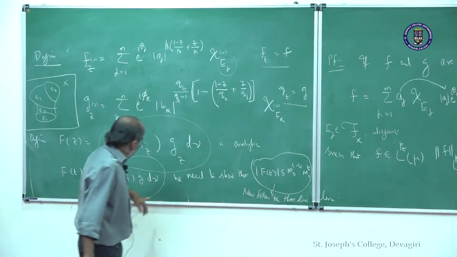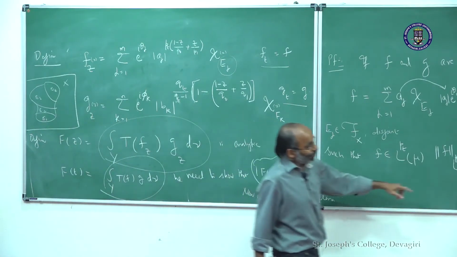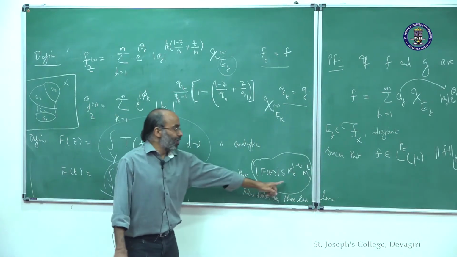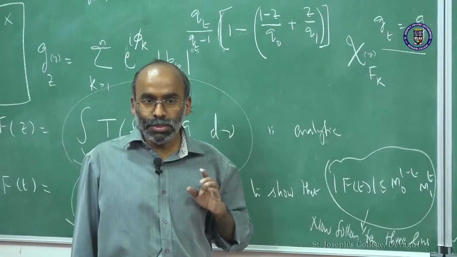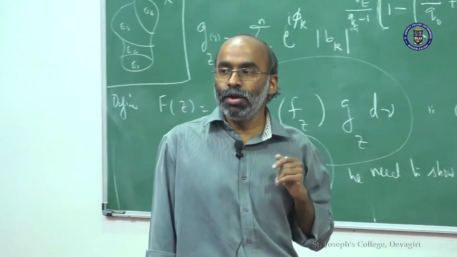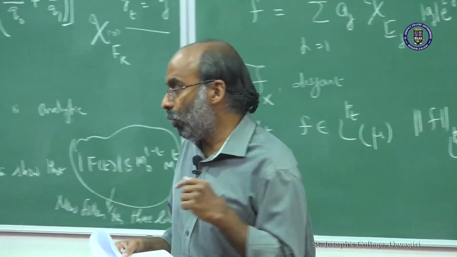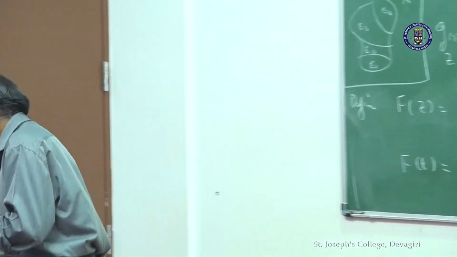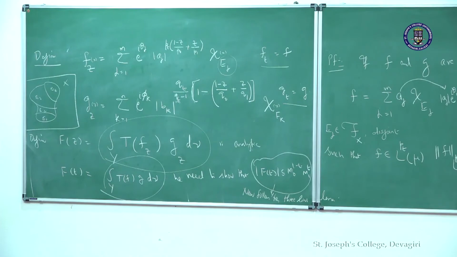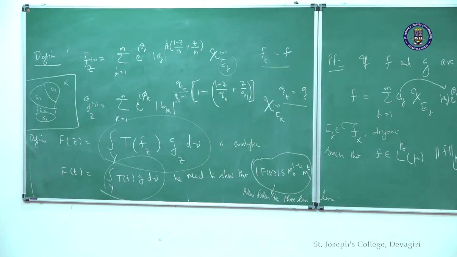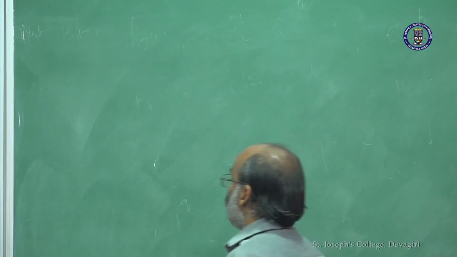So now I can take supremum over g with this property, and then supremum over f with that property, and I will get the norm of T, which is less than or equal to M0^(1-t) M1^t. Is this clear? So we have proved the Riesz-Thorin convexity theorem, and Hausdorff-Young follows from that immediately. So I'll stop with one more application, or maybe give it as an exercise. I'll give one part as an exercise. The other part is something which we already know, but we'll see how interpolation can be used in many other contexts. So, example.